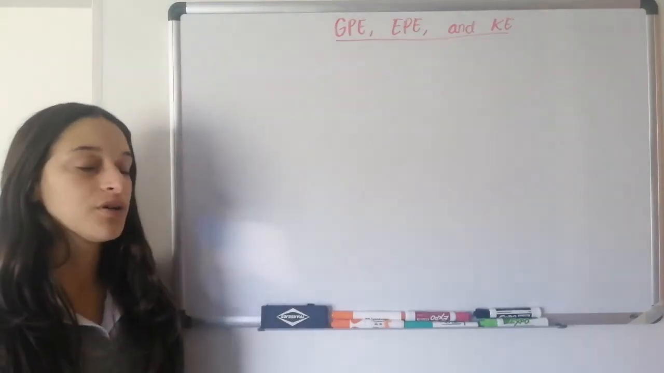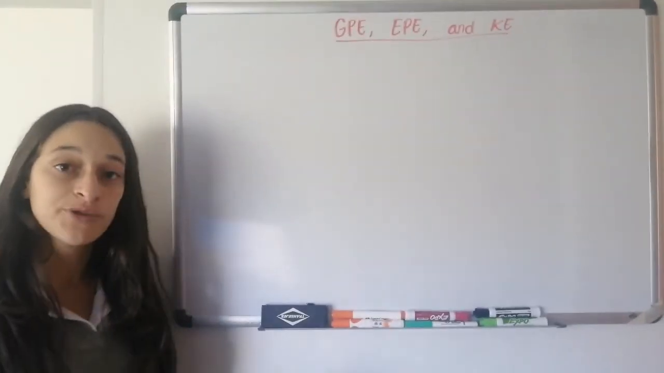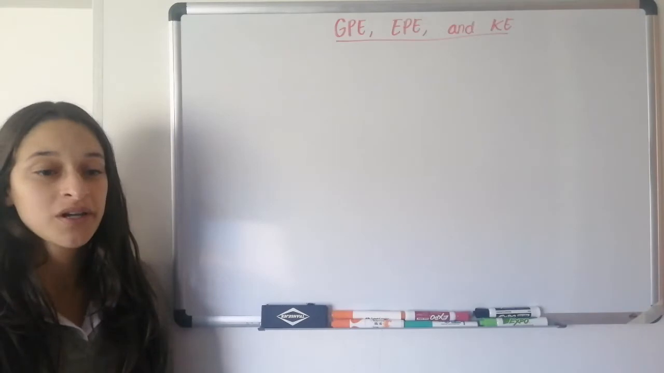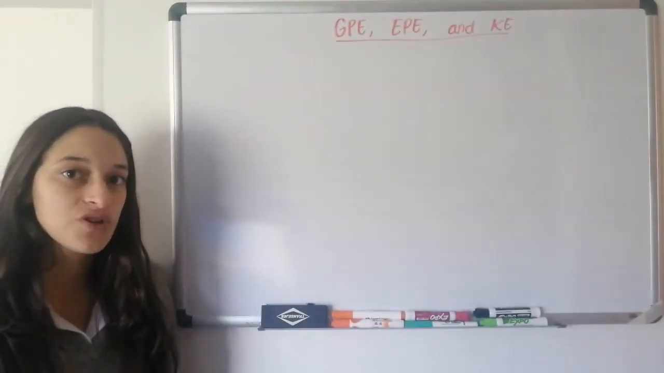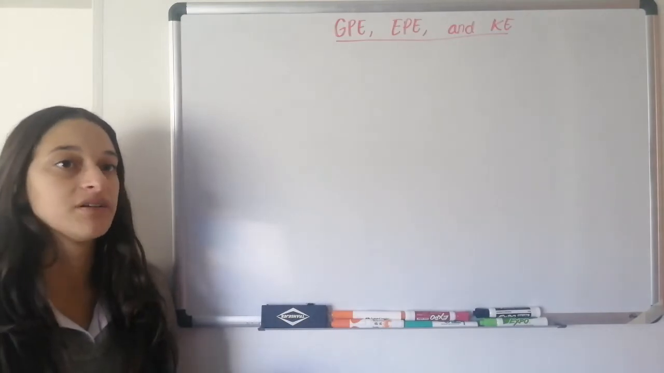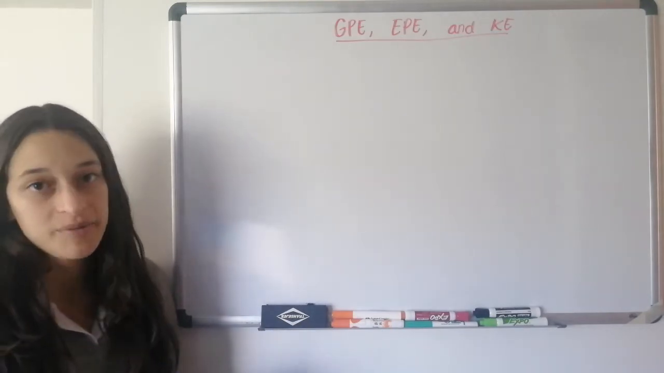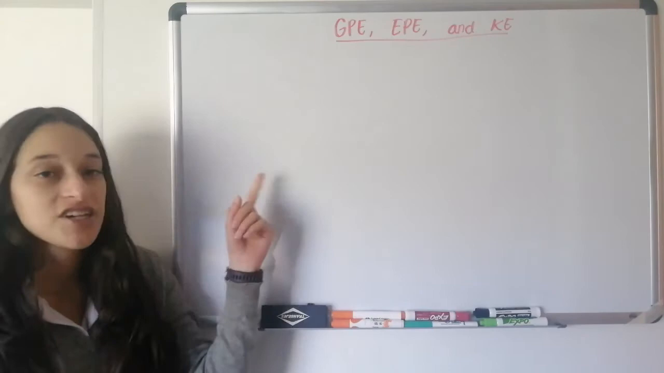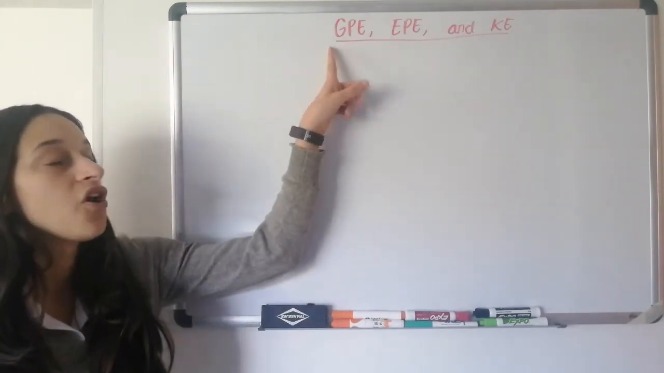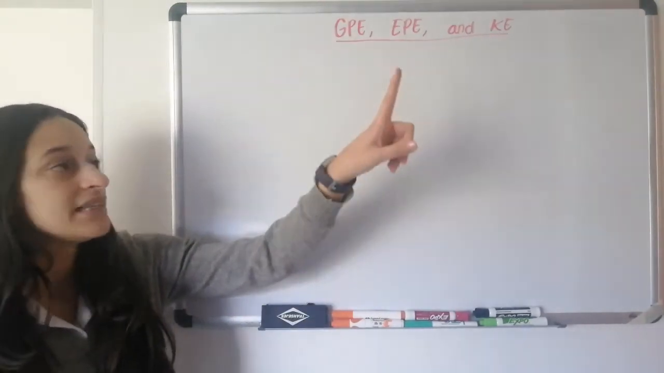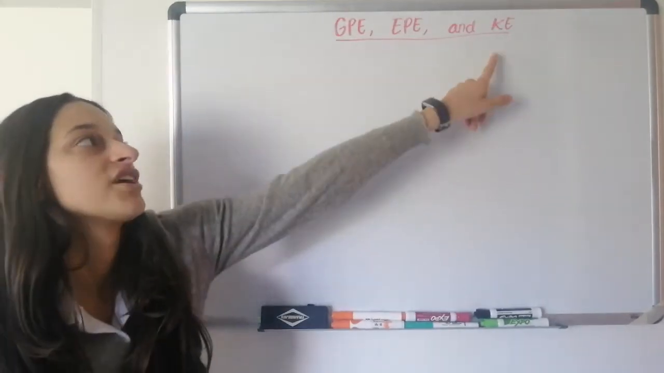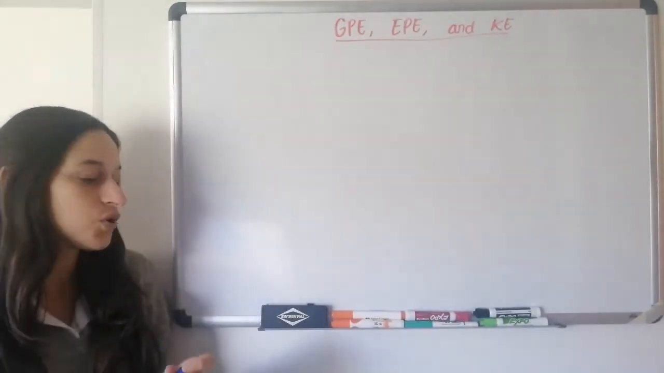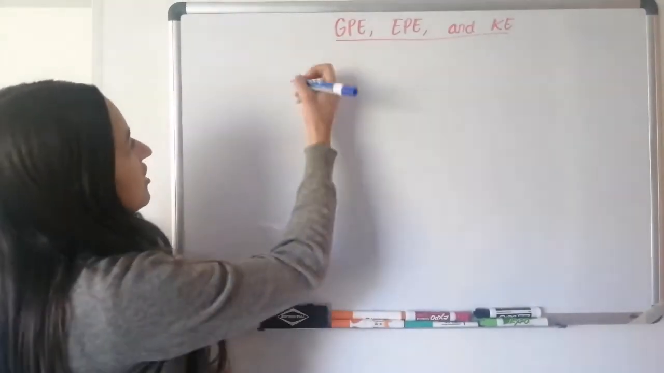Last class, we learned about energy in general and its relationship to work. Today, we're going to learn the mathematical definitions of the three most important or most common energy types. So these are gravitational potential energy, which we're going to call GPE, elastic potential energy, or EPE, and kinetic energy, or KE. So I'm going to start with GPE here.